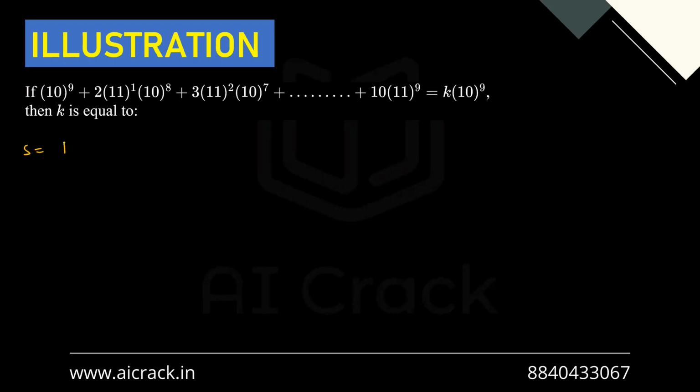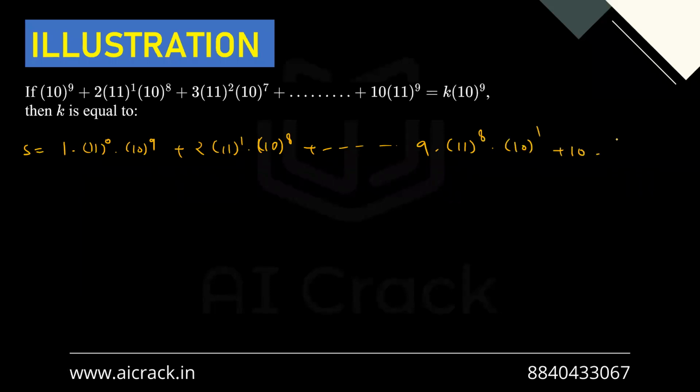So s equals 1 dot 11 raised to the power 0, because it's 11 raised to the power 1 over here, it's 2 over here, so it must be 11 raised to the power 0 over here, and dot 10 raised to the power 9, plus 2 times 11 raised to the power 1 dot 10 raised to the power 8, till the second last term would be 9 times 11 raised to the power 8 dot 10 raised to the power 1, and the last term would be 10 times 11 raised to the power 9 dot 10 raised to the power 0, right? So this is our entire series.